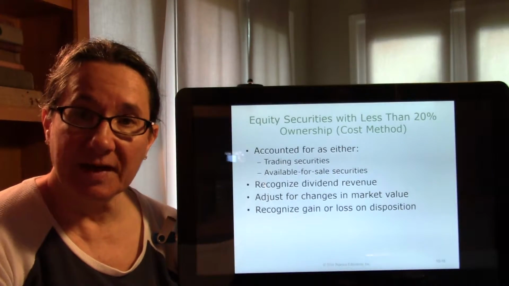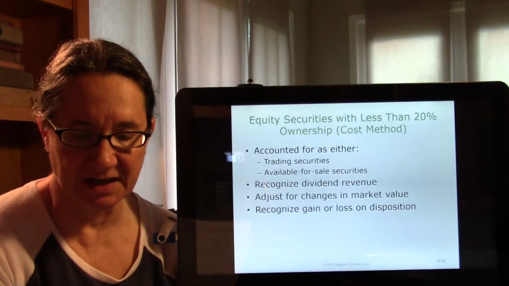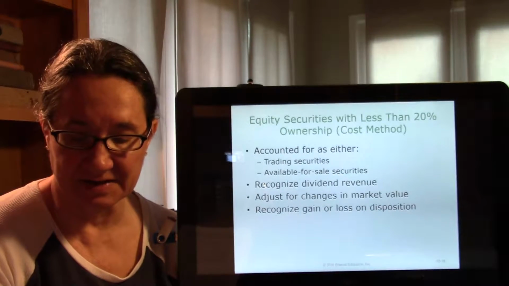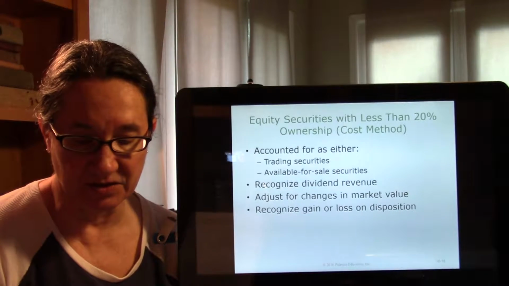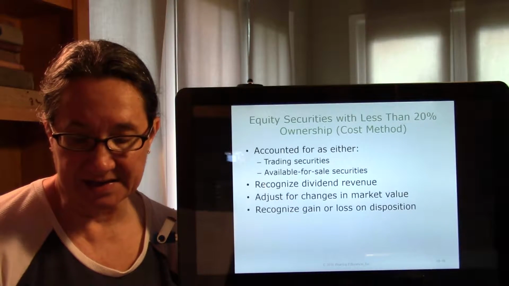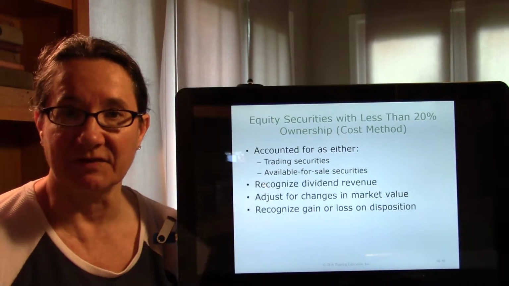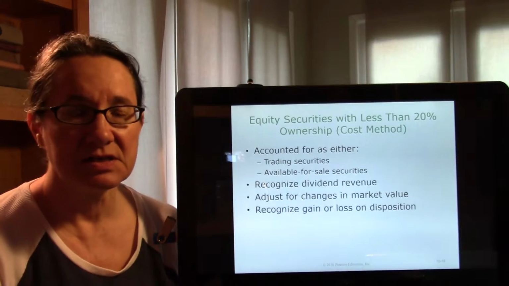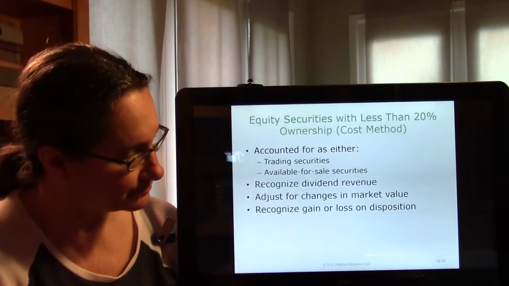So this is what we account for using what was called the cost method. Equity investments that are less than 20% of the outstanding equity of the investee are accounted for as either trading investments or available for sale investments. Accounting for these types of equity securities is similar to accounting for debt securities. The main difference, though, is that equity securities earn dividend revenue instead of interest revenue. Because debt securities are paying you interest, while equity securities are stocks, and they may or may not pay dividends.